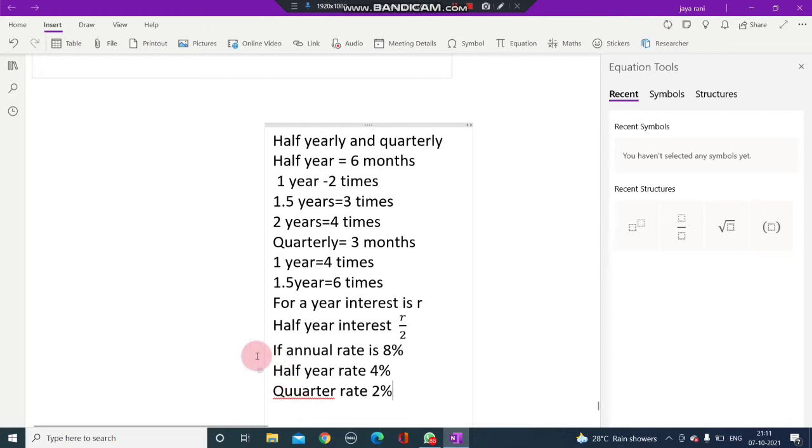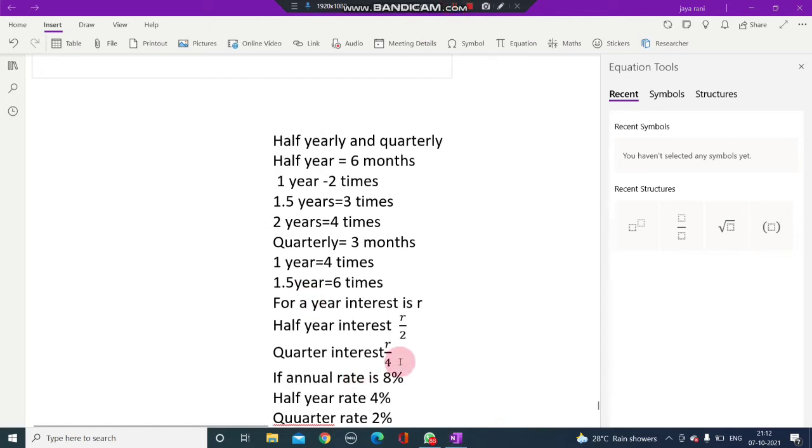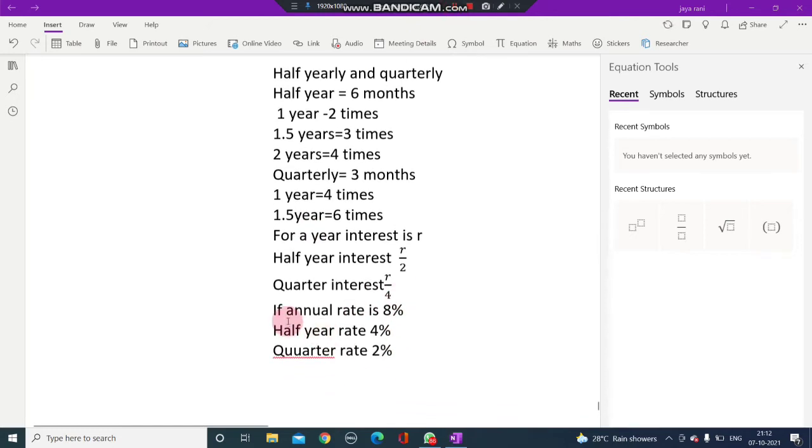So for a year the interest is R, and for half year the interest is R by 2. Then what about the quarter interest? Quarter interest is R by 4. That is, if the annual rate is 8%, the half year rate is 4%, and the quarter rate is 2%. These are the differences in the rate of interest.